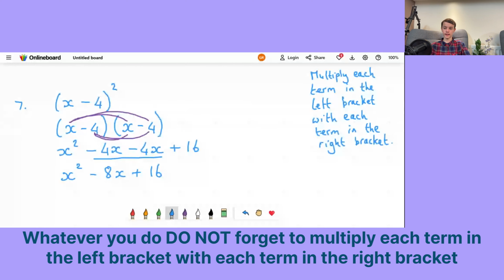So I hope that has helped you with your understanding of expanding double brackets, and you'll be alright so long as you remember to multiply each term in the left bracket with each term in the right bracket.